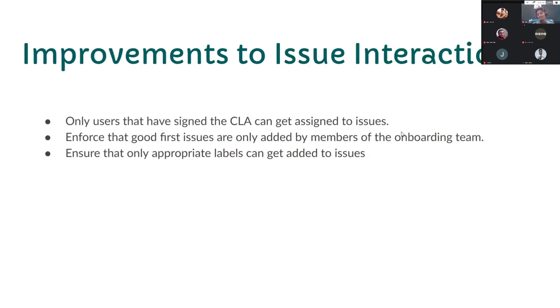Next slide, please. So for issues, we needed to make sure that only users that have signed the CLA get assigned to issues, and that good first issue labels are added to issues by members of the onboarding team. Other contributors can add the label, but it will need to be confirmed by the onboarding team lead before the label gets allowed. Also, we ensure that pull request labels like changelog labels don't get added to issues. Next slide.